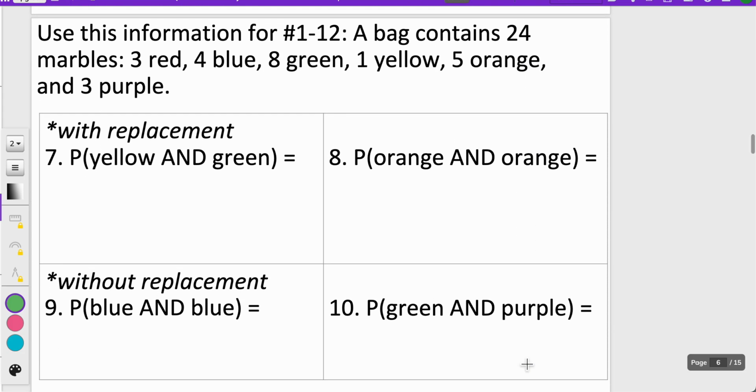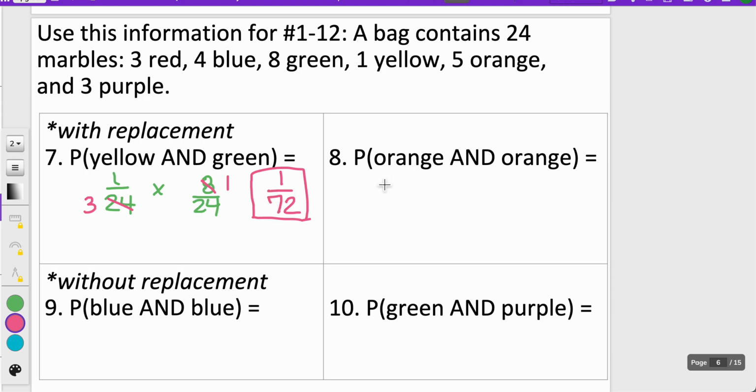Up next, use this information still. So with replacement, yellow and green. So 1 out of 24 is yellow, and then green is 8 out of 24. And because it says and, we're now going to multiply. You can multiply straight across here, but what I'd recommend is cross-canceling. 8 divided by 8 is 1, 24 divided by 8 is 3, so 1 times 1 is 1, and 3 times 24 is 72. So you still get 1 over 72.